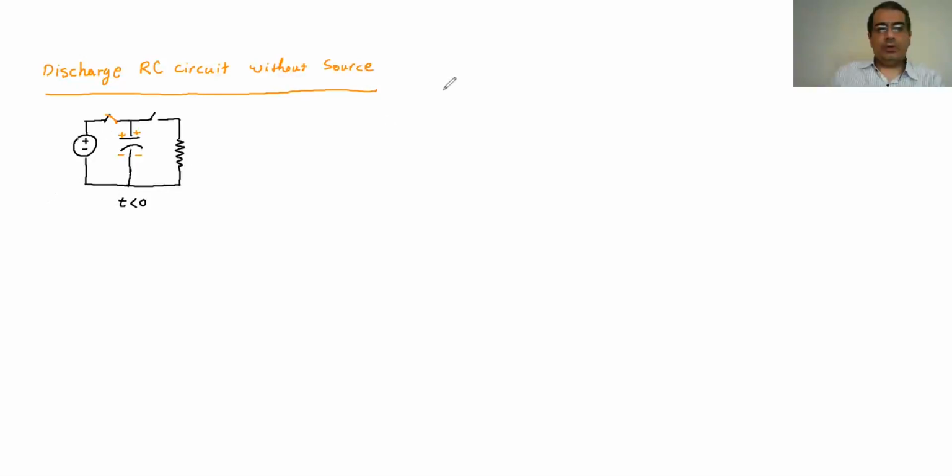After it's fully charged, I'm going to open this key, and then I'm going to close the other key. So I'm going to make it like that. After it's fully charged, I disconnect the source. So the source is not there anymore. I fully charge the capacitor, I disconnect the source, and what I'm going to keep is only the capacitor, the key, and the resistor.